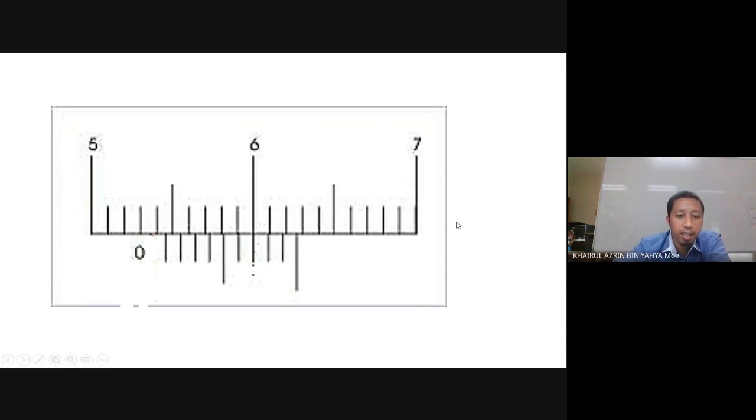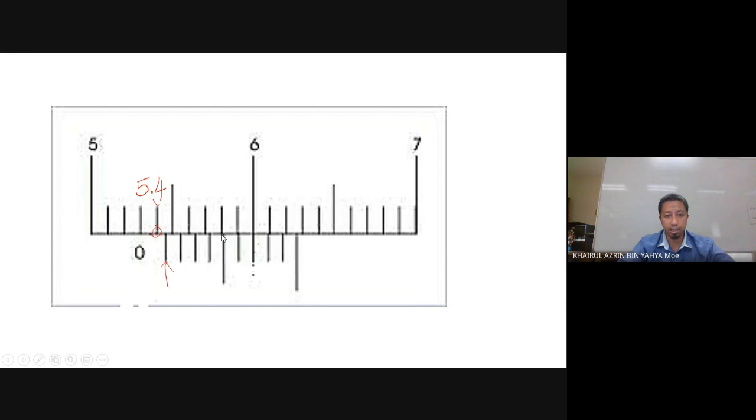Okay, this one. This is 0. We want the line here. So this is 5, 5.1, 5.2, 5.3, 5.4. This is 5.4. Okay, and then we find a straight line.